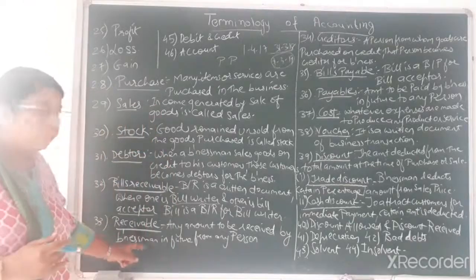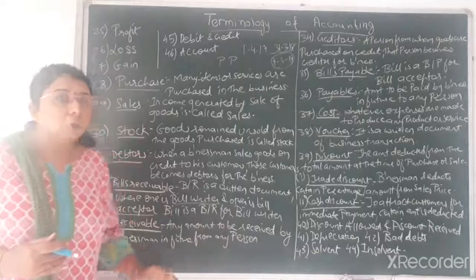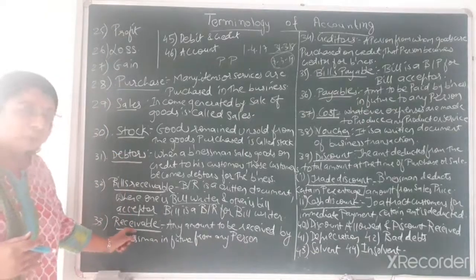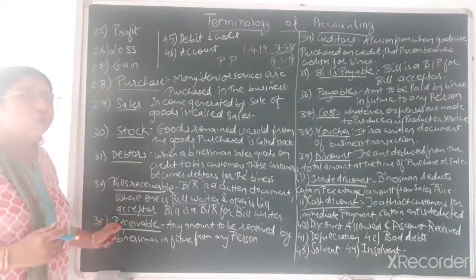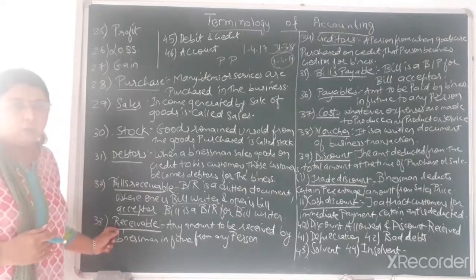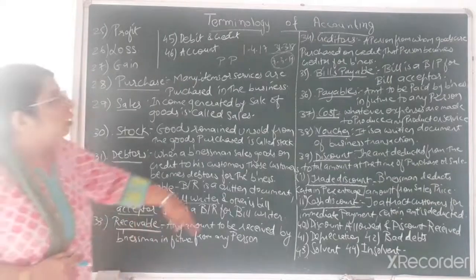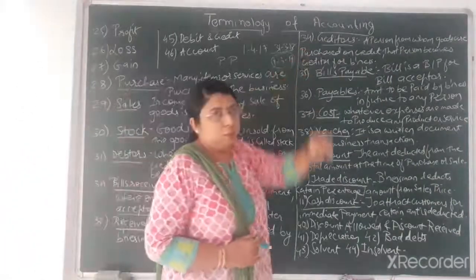So these two topics, that is outstanding income and prepaid expense, are included in receivable, because of which the difference arises between these two terminologies, that is bills receivable and just receivable. Okay. So after completing 33 terminologies, let us move on with the 34th terminology.